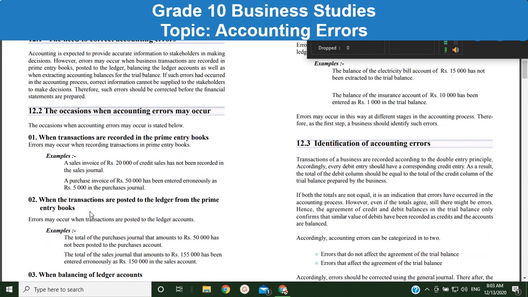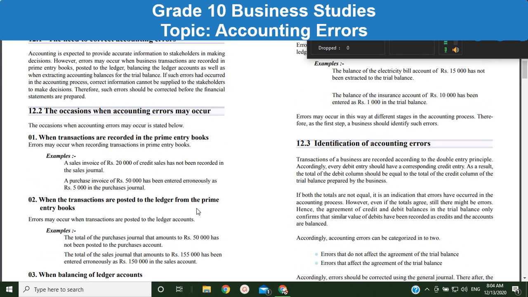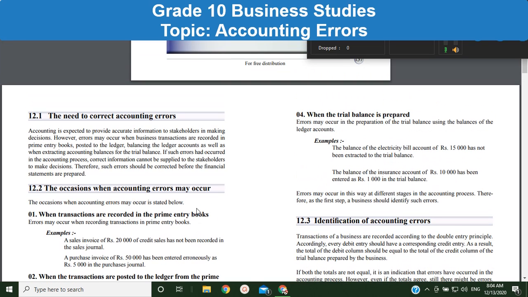Next one is when transactions are posted to the ledger from the prime entry books. When you write the correct amount in the prime entry book and post the wrong amount to the ledgers, that is also possible, because we are all human beings. These types of mistakes are general. Next one, when balancing the ledgers, that means when adding, or when you write one amount on one side and another amount on the other side. Those types of mistakes.